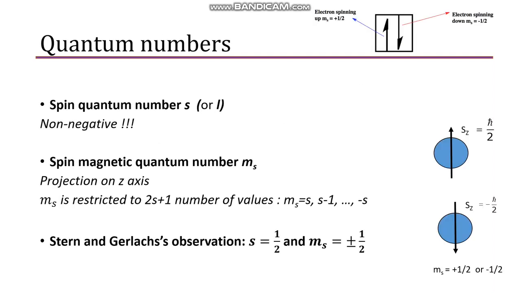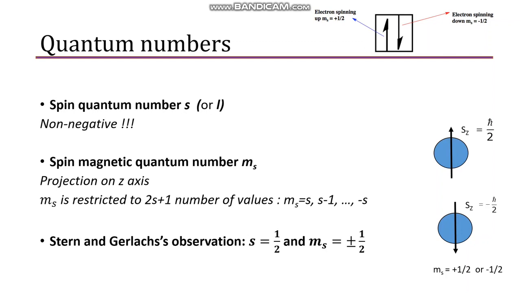Now let's talk about quantum numbers in more detail. The first quantum number is the spin quantum number S, or L depending on the book. Remember that it is a non-negative number. The second quantum number is the spin magnetic quantum number MS. It can be considered as the projection of spin onto the z-axis. It is restricted to 2s plus 1 values.